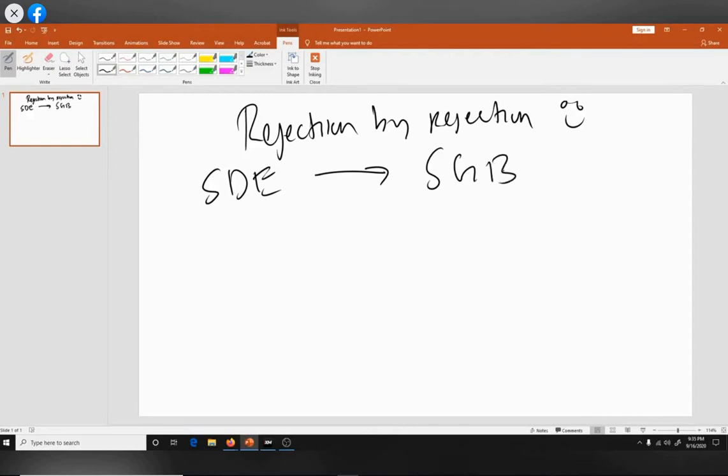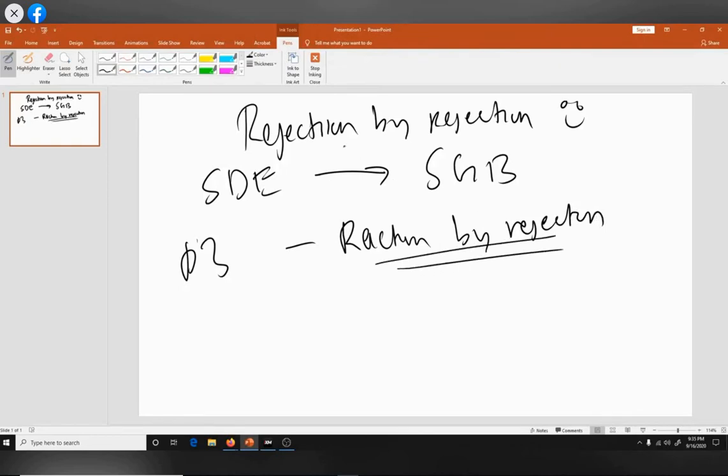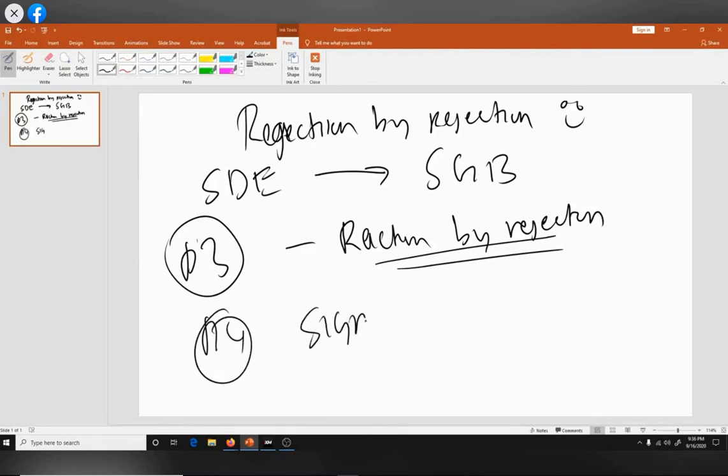Okay, right before the signal of phase 4, for phase 3, there will be a reaction by rejection. Okay, reaction by rejection, not rejection by rejection. So for phase 3, reaction by rejection. And then phase 4, there will be a signal. After all the 4 phases complete, then you can identify the SGB.